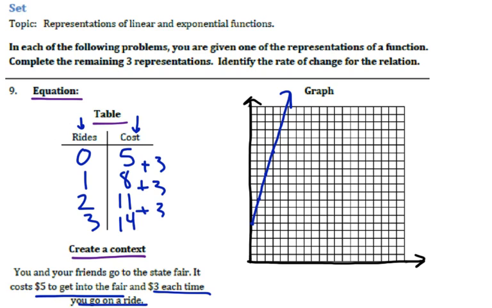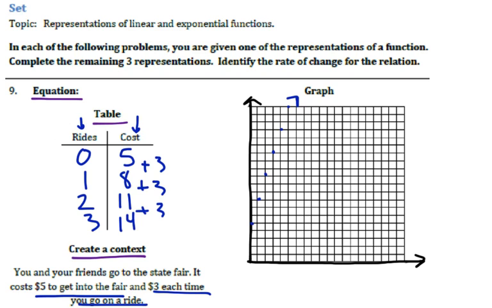Okay, now something we would have to think about is, can I ride more than one ride? So if we drew a line, wouldn't that technically make this continuous? Which this isn't continuous because I can't ride 1.5 rides. So we should actually get rid of that and just have our dots like that.